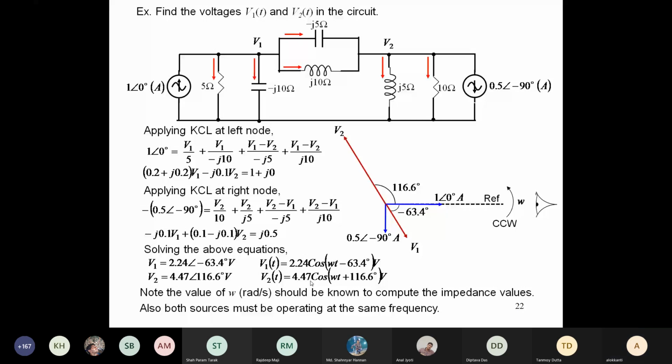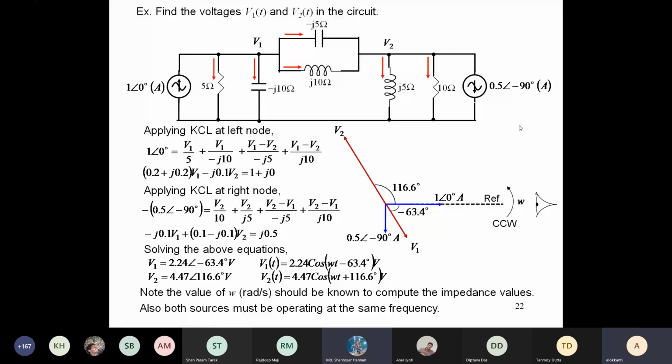If it is a different frequency, the phasors are rotating at different speeds. We cannot represent them in the same phasor diagram. So in a particular phasor diagram, in a particular circuit, the frequency is the same. If you see this circuit, it is just the same circuit with both the sources at the same frequency. Does it answer the question? Yes, sir. Thank you, sir.